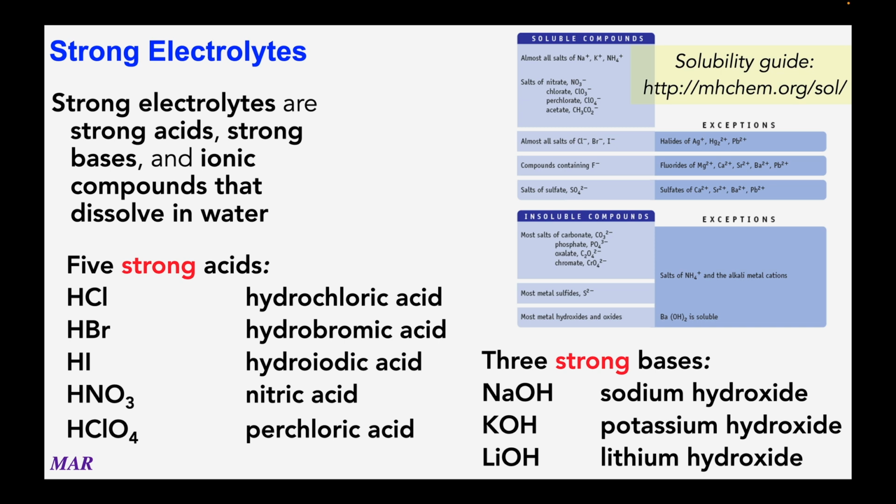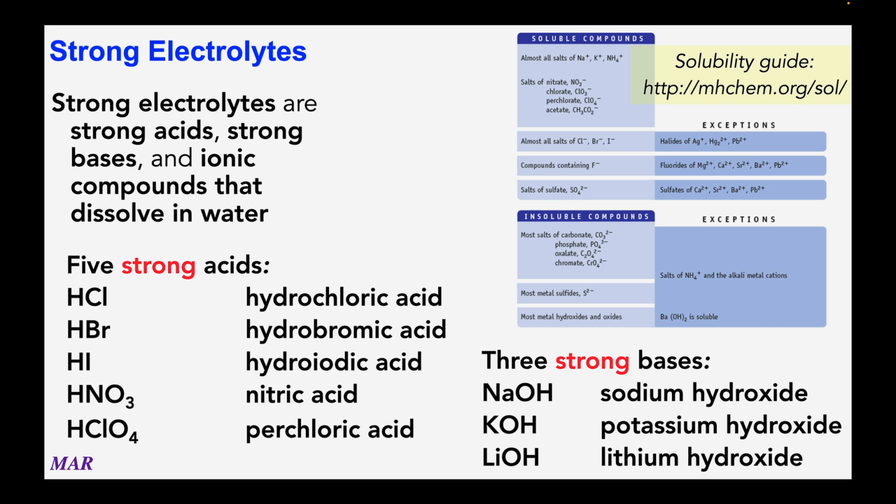We also talked about how chloride, bromide, and iodide are usually soluble except for with silver, mercury, lead, stuff like that. Anything that's soluble, you put AQ next to, and those will break up 100% into cations and anions. So there's a lot of strong electrolytes out there. All the strong acids, all the strong bases, and all the ionic compounds that dissolve in water. So again, those 5 strong acids and 3 strong bases, pretty important for lots of reasons. Here's another reason: they're going to be strong electrolytes.